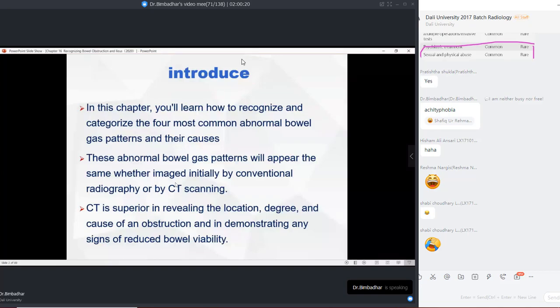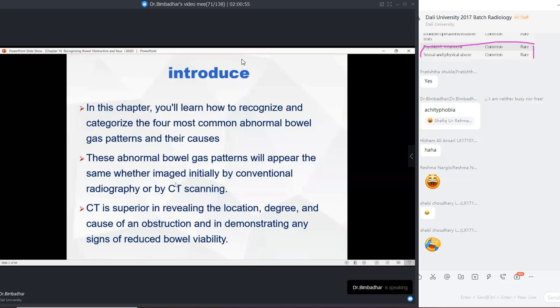We have to be aware of the etiological conditions, their causes as well. You have to see that these bowel gas patterns appear the same whether you have done a conventional abdominal radiograph or a CT scan. The thing you have to grasp here is that the radiographic features must be evident on two investigations, conventional radiology and CT scanning. Both of them share equal radiographic features.